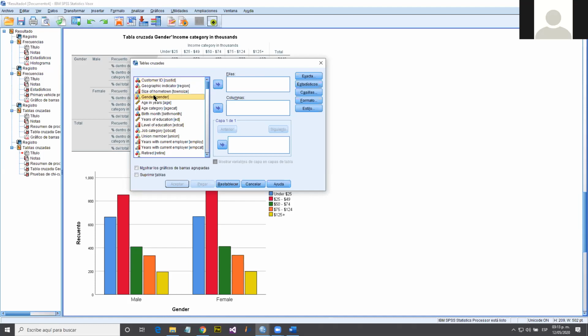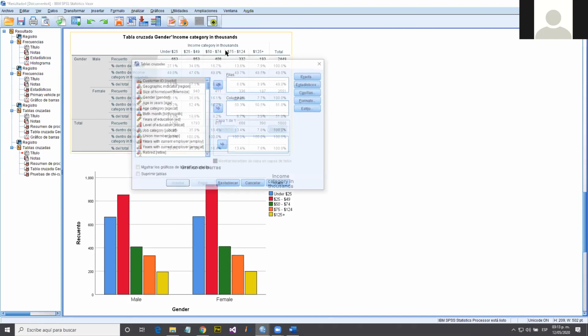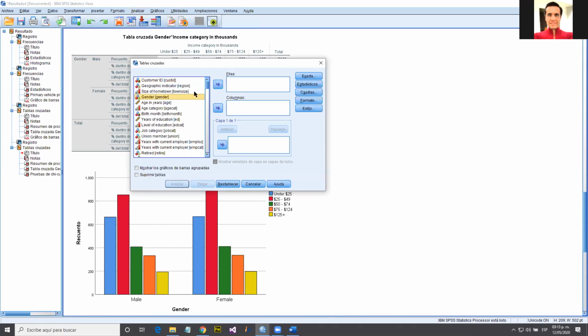I'm going to choose, sorry, it was comparar medidas? No. Cross tables. Tablas cruzadas. Ah, yes, I remember now. Perfect. I'm going to choose gender versus income category in thousands.